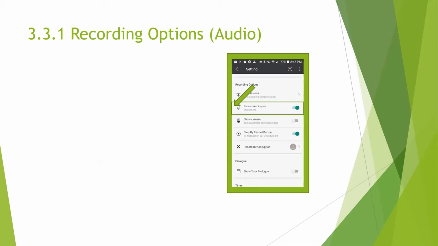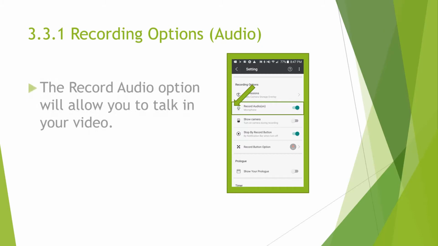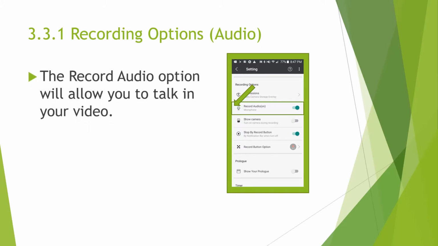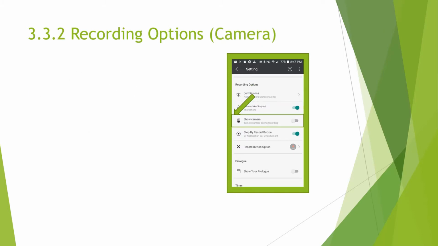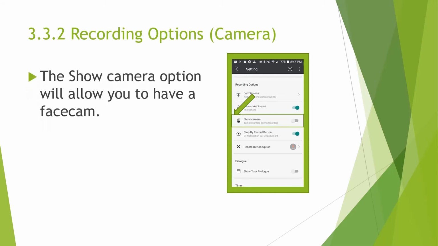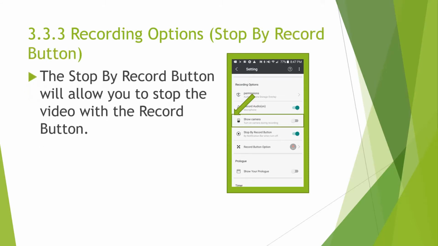So now into the recording options. Audio. The record audio option will allow you to talk in your video. The camera. The camera option will allow you to have a face cam. And the stop by record button will allow you to stop the video with the record button, which we will begin to layer on this presentation.